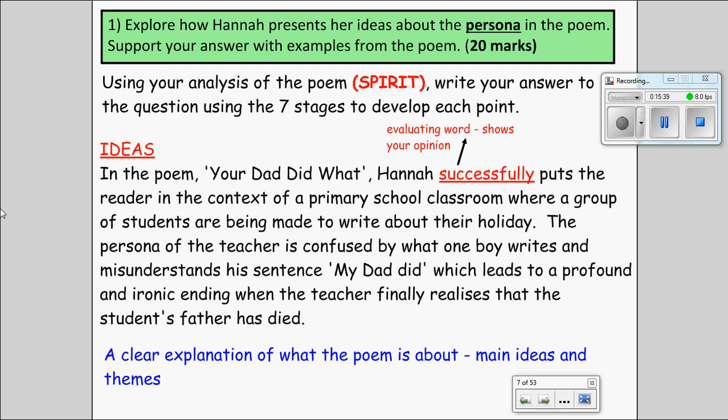So if you can read this, and you might have to pause the screen and read through the answer that I've written here, you can see that this is a clear explanation of what the poem is about. It's got the main ideas in there, the main themes. The word successfully, Hannah successfully puts the reader in the context, shows that you are evaluating how good this poem is, so it shows your opinion. You need to use words like this, successfully or cleverly or clearly, and we'll talk about this in more detail, but that shows that you're evaluating and thinking about your own ideas. So if you want to pause that and just read that through.